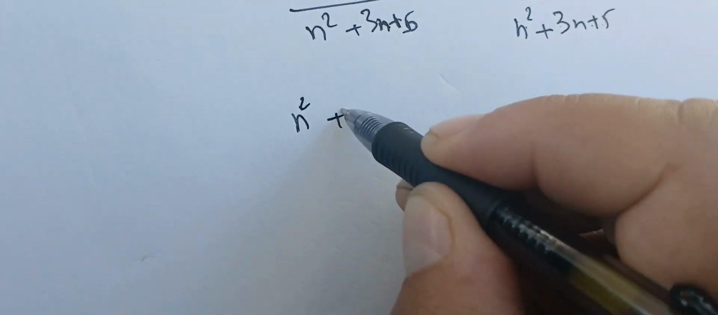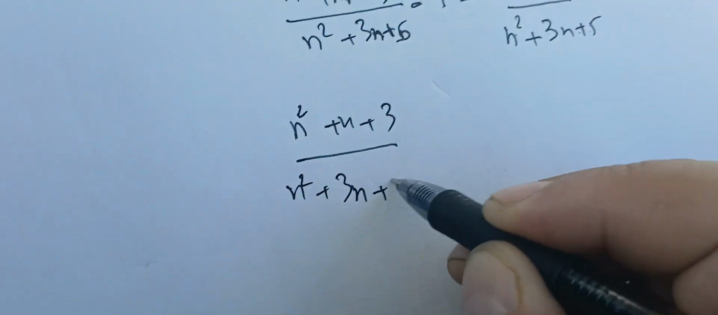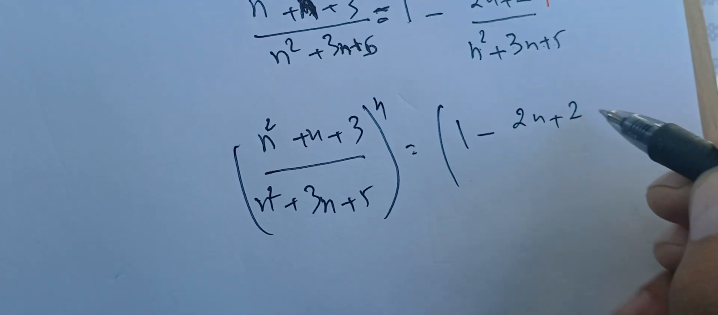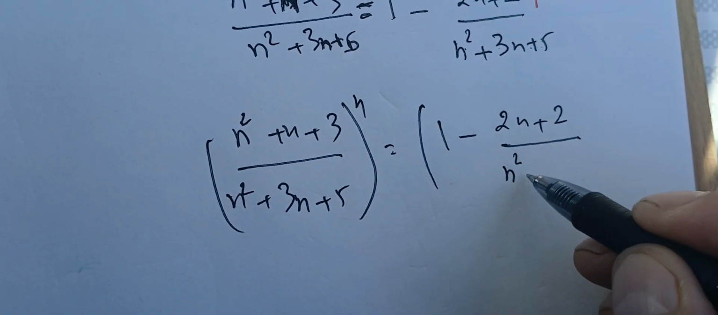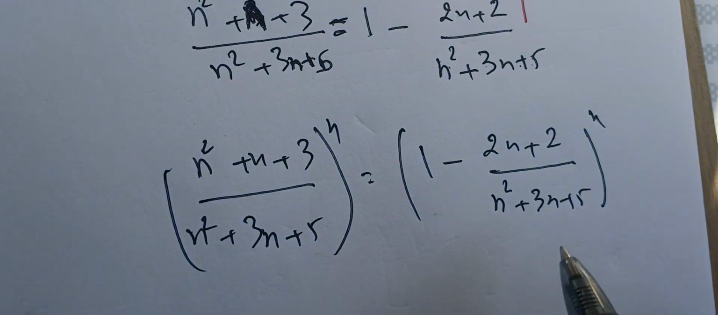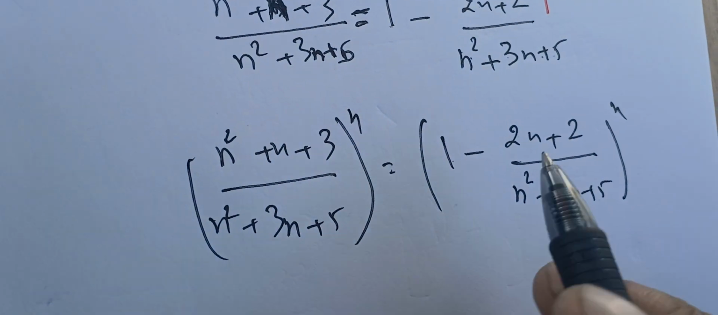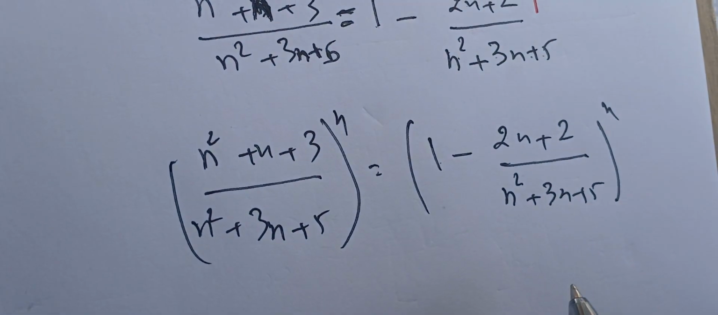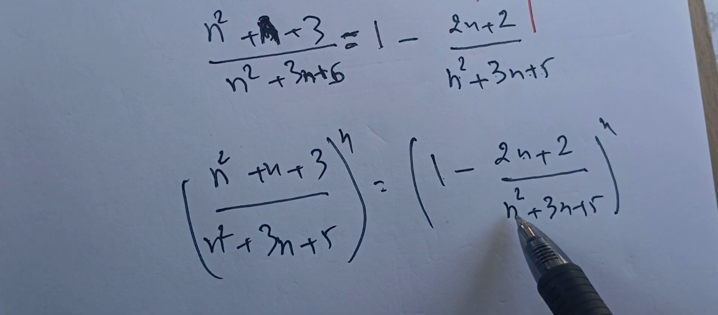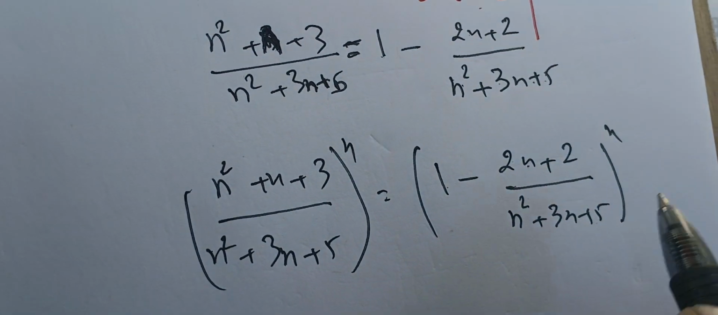If we take this to the power n, we're going to have (1 minus (2n plus 2) over (n squared plus 3n plus 5)) to the power n. If we take the limit, we're going to have 1 and 0. It's the same thing, we have the same issue here. But here we have 2n plus 2 over n squared plus 3n plus 5, times n. I see the problem here.